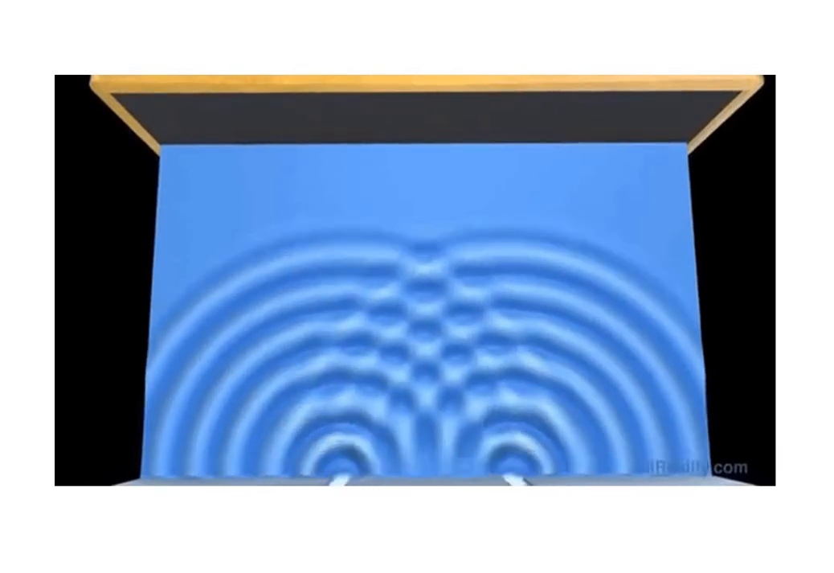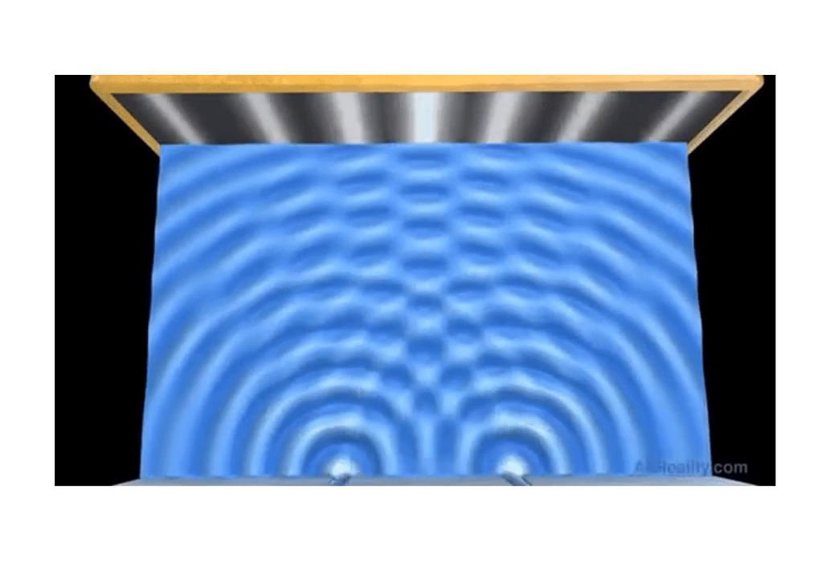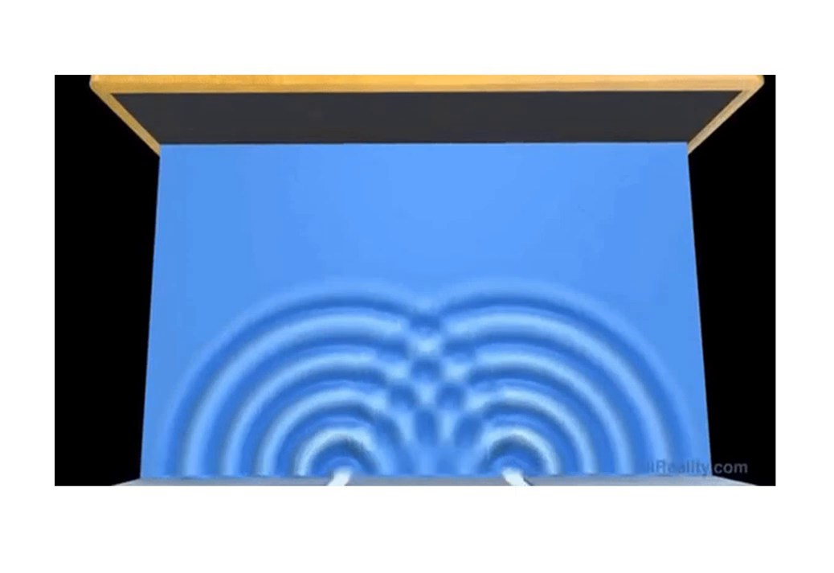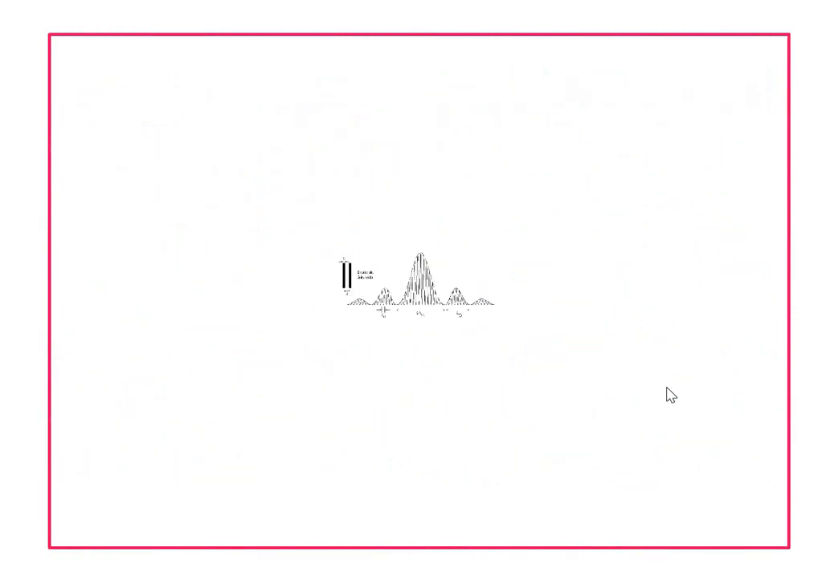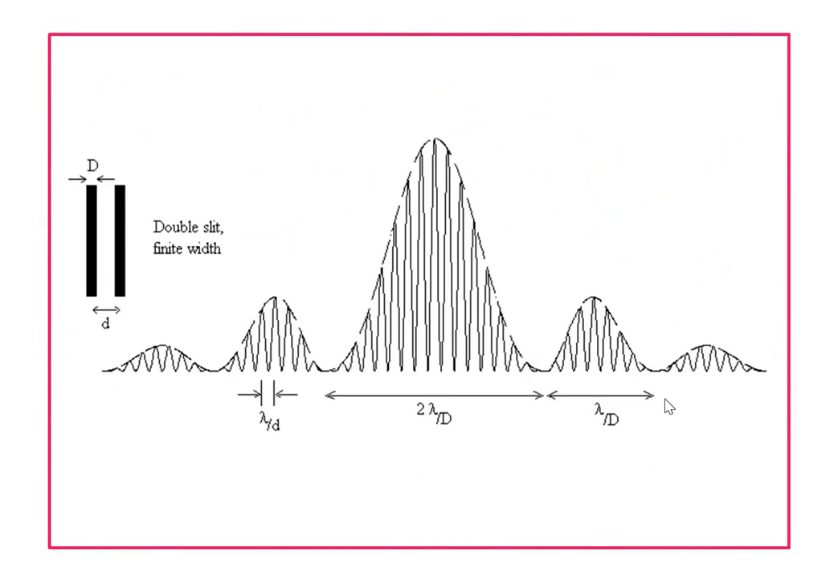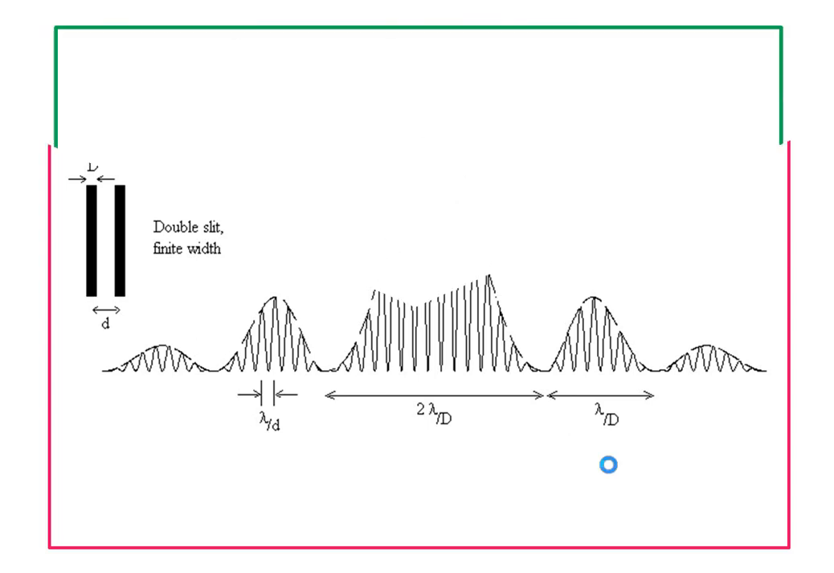For your better understanding, let's see this image. This one is the double slit diffraction pattern, and this one is the intensity distribution graph. It looks the same as for the single slit diffraction pattern, but the fringes are very close to each other. So here we discussed the comparison and the intensity distribution graph.